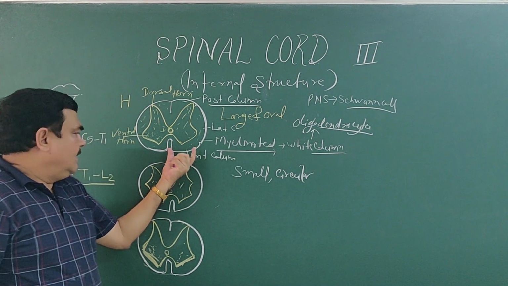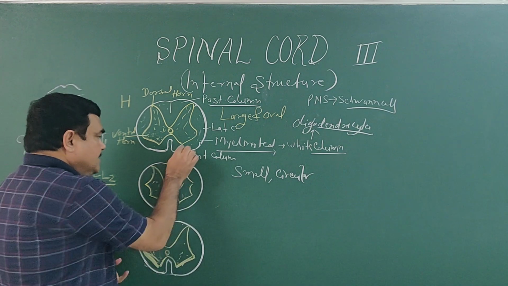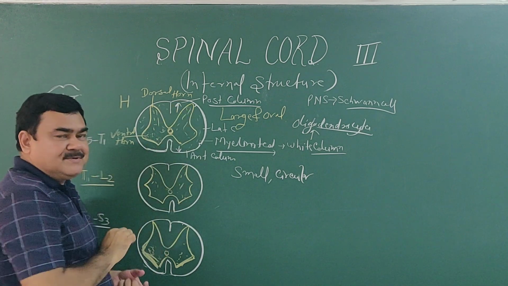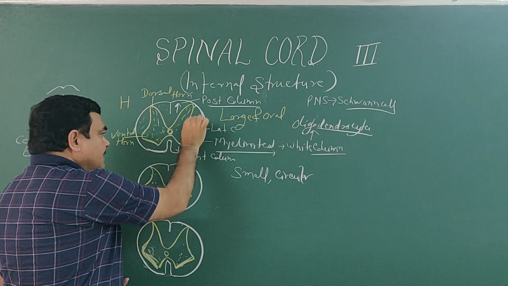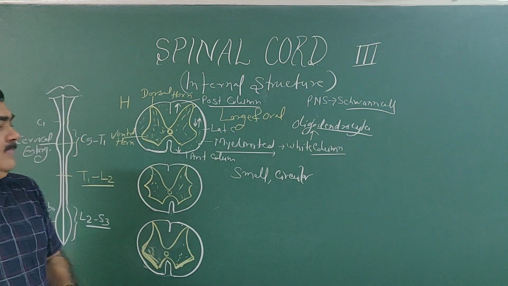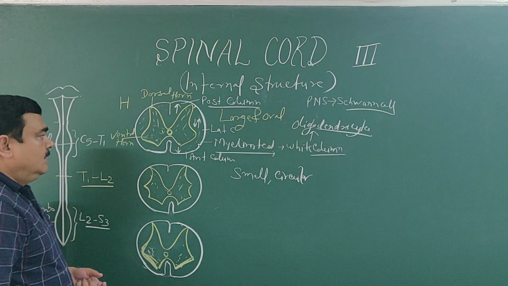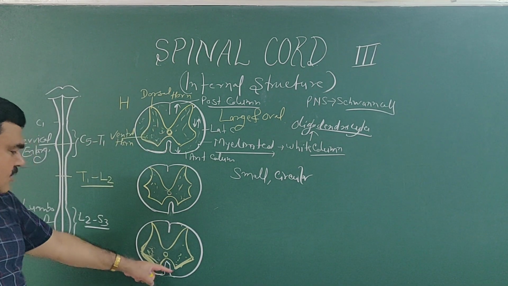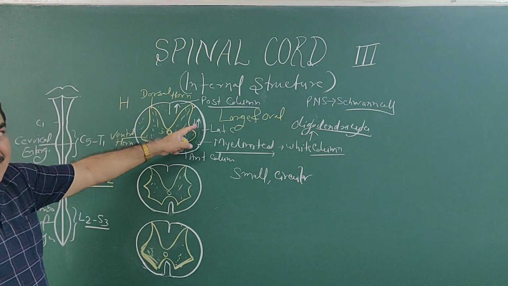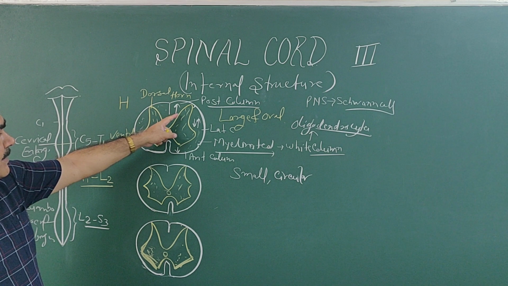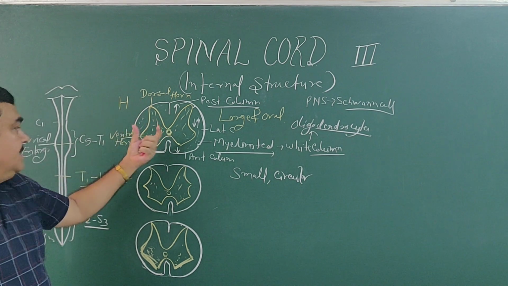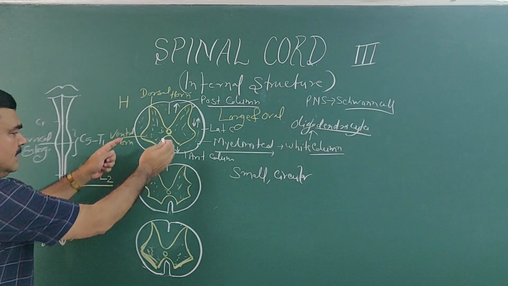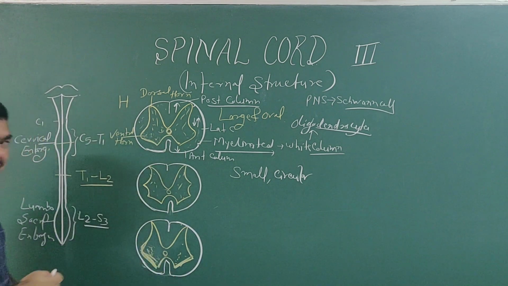And basically in the anterior column, descending fibers are present mostly. In the posterior column, ascending fibers are present. In the lateral column, both ascending and descending fibers are present. If you compare from the cervical to the sacral and coccygeal region of the white column, white nerve fibers are large in number in the cervical region, and gradually from above downward the number decreases.